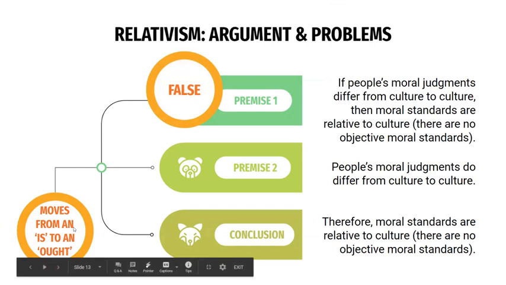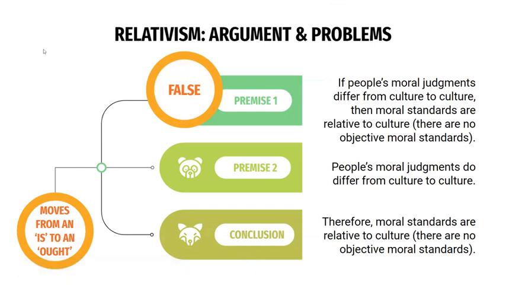One, it moves from an is to an ought, right? It goes from, since people disagree, therefore there is no universal ought. But first of all, premise one seems false, at least to me and many others. There are standards that seem to be shared. Well, that's more relevant to premise two, but also premise one is false because just because people disagree doesn't mean that there can't be any truth in the matter.